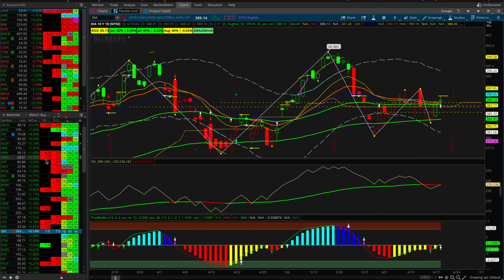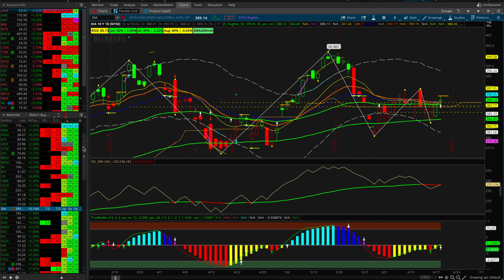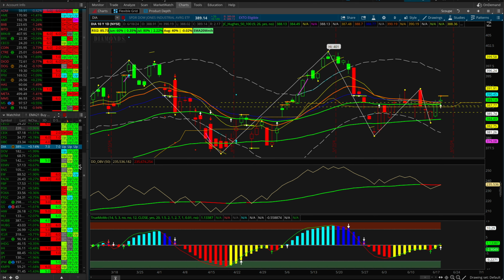I also noticed diamonds is there. I'm really tight on my dog, by the way. Dog is the inverse of diamonds, and I got a tight stop. In fact, that's worth looking at.